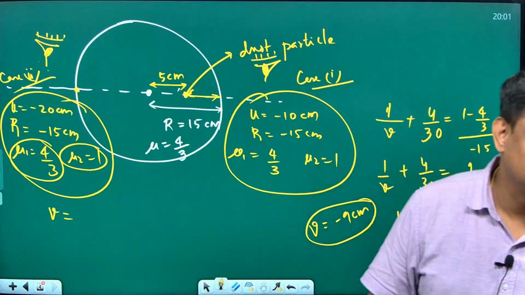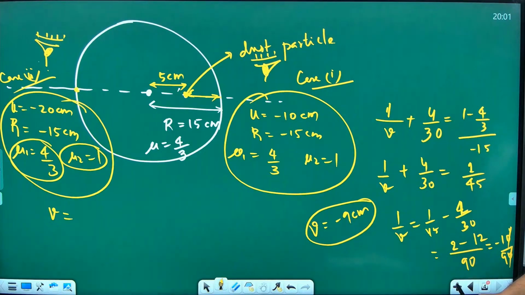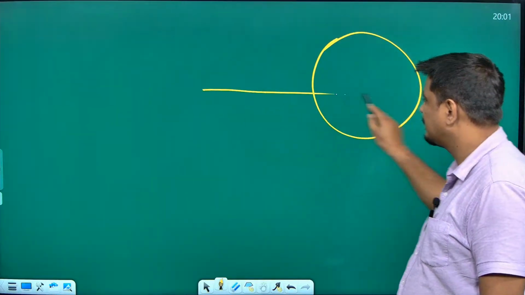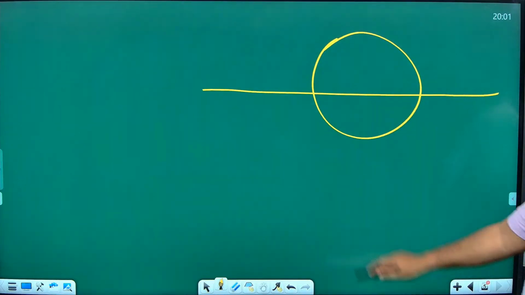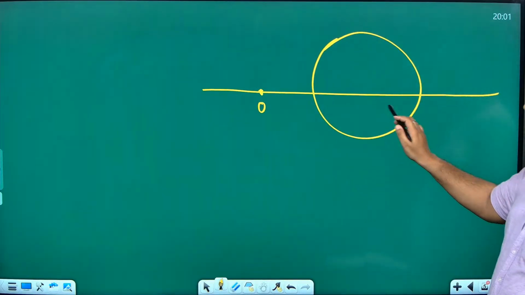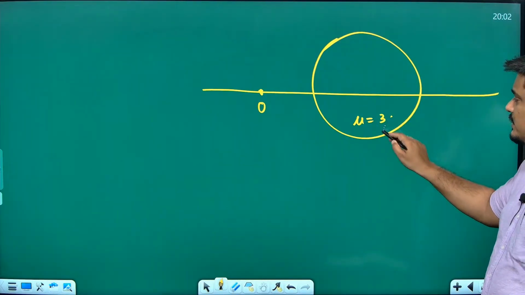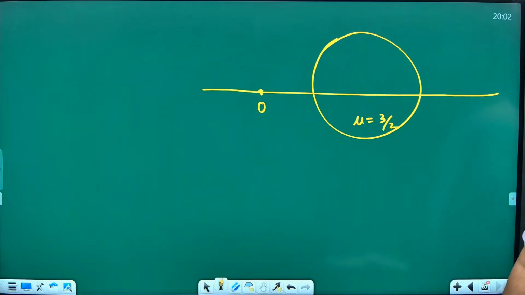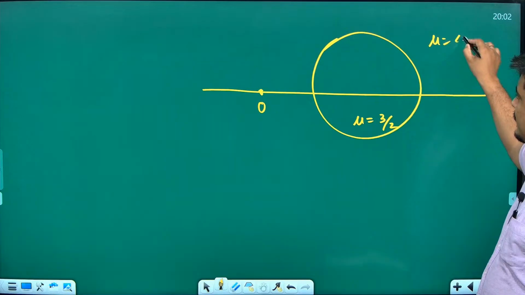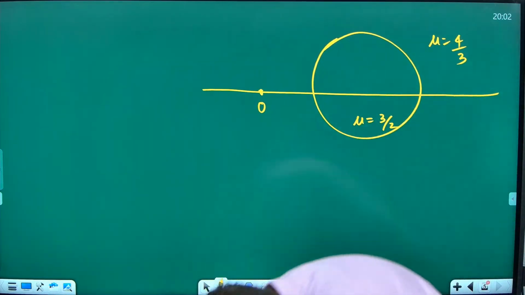From board examination, a 3-mark question. There is an object present here. This is a glass sphere of refractive index 3 by 2, that is 1.5, and outside is water. Water means refractive index is how much? 4 by 3. Outside means all around water is there.